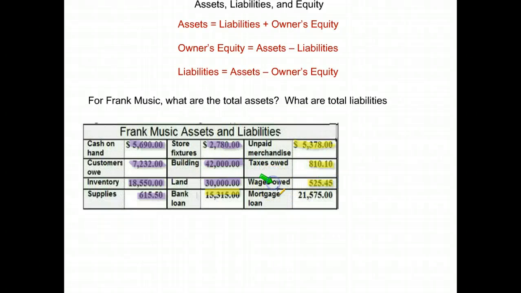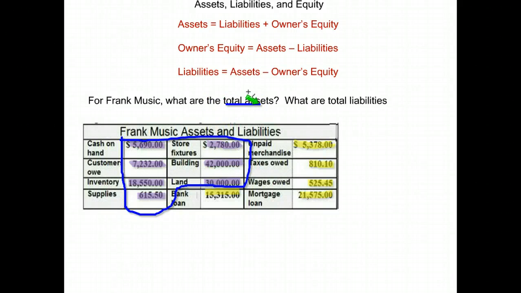Wages owed, so wages you still have to pay out to your employees for hours they've worked, that's a liability. And then the mortgage loan. That's the money you owe on this building that you are operating out of. So let's find our totals. So for assets, we're going to add all of these purple values together, and that will give us our total assets. So let's start with that.